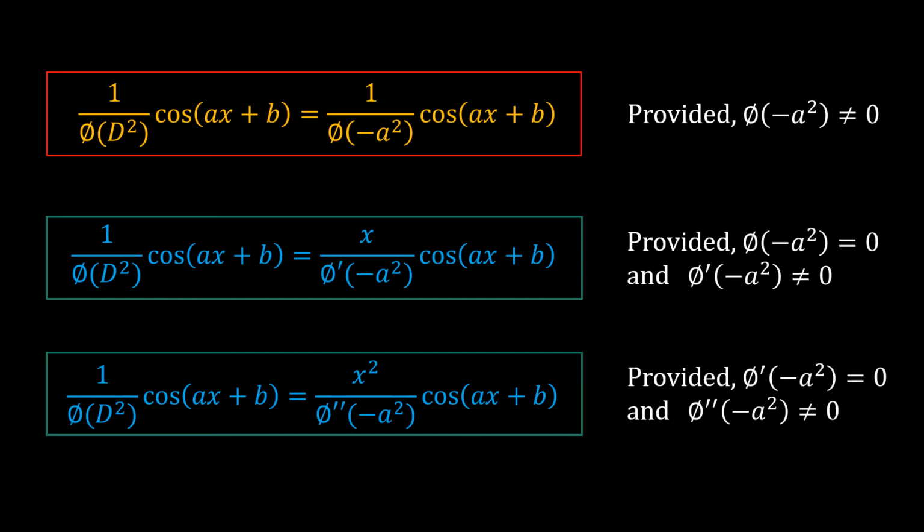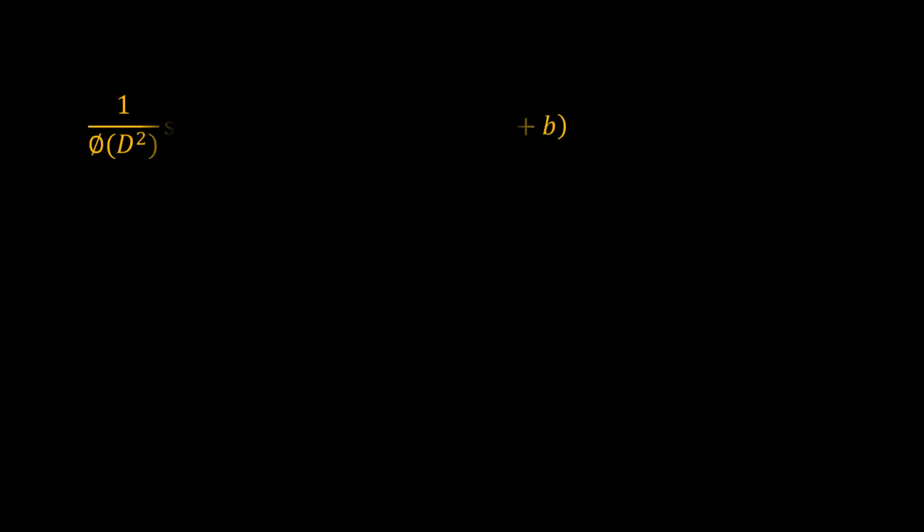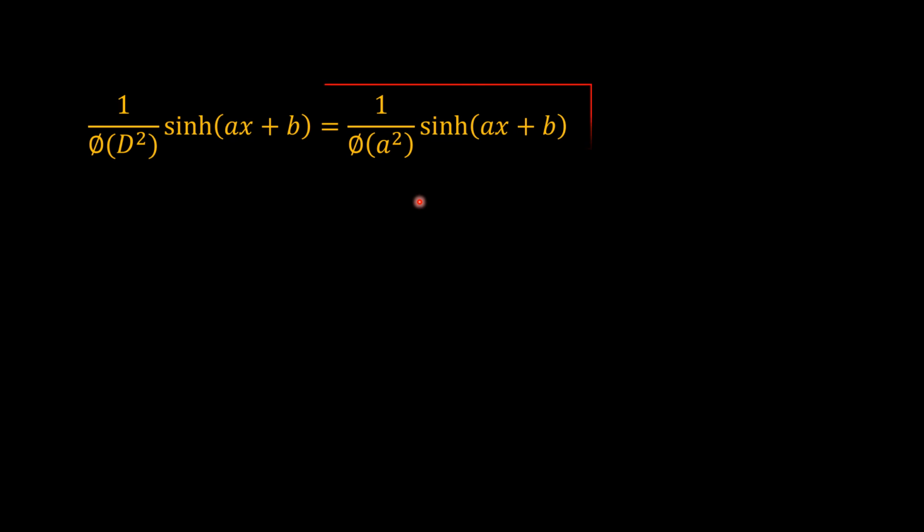Now we will go to the hyperbolic functions. We are going to just see the formulae only. In case of hyperbolic functions, 1 upon phi of d square sine hyperbolic of ax plus b is evaluated as 1 upon phi of a square sine hyperbolic of ax plus b. Means we have to replace this d square by a square, where a is the coefficient of x, in case of the hyperbolic sine function, provided that this denominator should be non-zero.